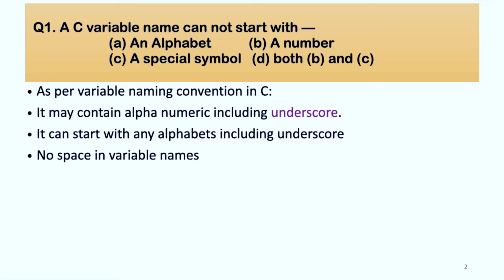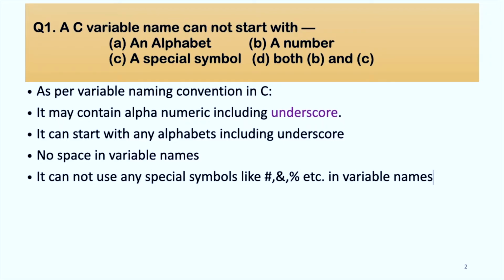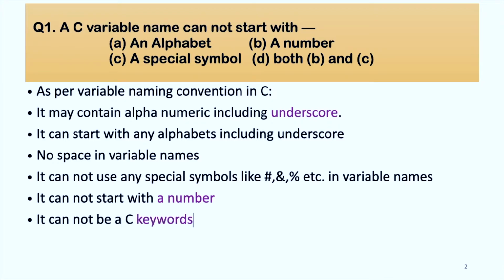Like A space B cannot be a variable, or student space name cannot be a variable. It cannot use any special symbols like hash, ampersand, percentage, etc. in variable names. It cannot start with a number. A variable name cannot be 9_a. This cannot be a variable name. A_9 is perfectly okay, but 9_a is not possible. Also, it cannot be a C keyword. There are 32 keywords in C. We cannot use any of them as a variable name.